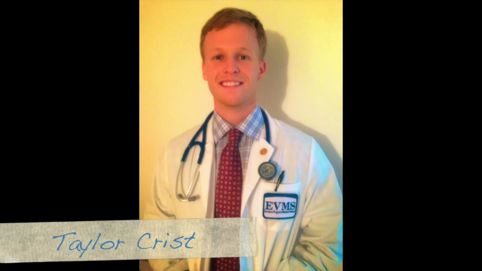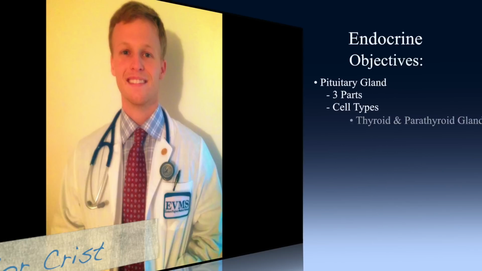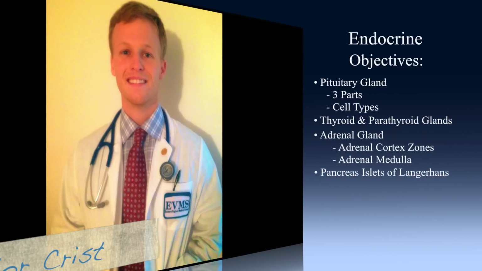Our objectives today will be to identify the three parts of the pituitary gland, to tell the difference between the cell types of the pituitary gland, to identify the components of the thyroid and parathyroid glands, to identify the different zones of the adrenal cortex, to examine the adrenal medulla, to identify the islets of Langerhans of the pancreas, and to identify histological components of the pineal gland.